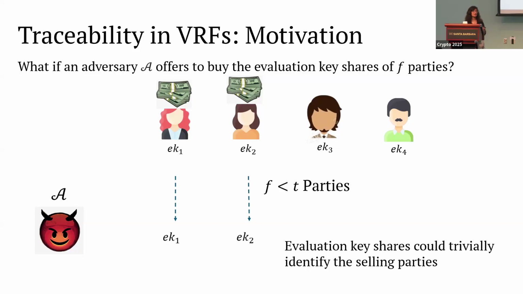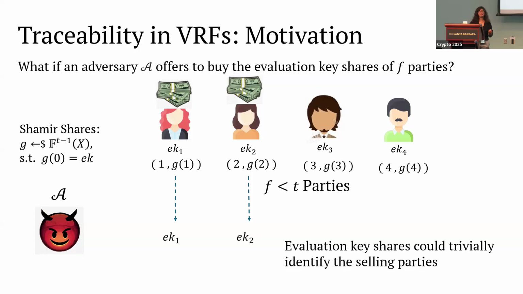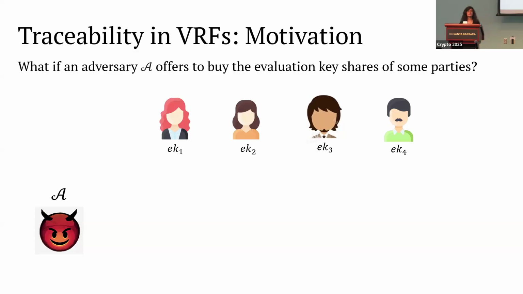But in this simple example, where I'm assuming that the parties just leak their shares as is, tracing can actually be trivial. So for that, let's take an example of Shamir secret sharing. Let's say we have a polynomial g of degree t minus 1, such that g of 0 is the evaluation key. Then we know that the evaluation key share of party 1 is the tuple 1 comma g of 1, and party 2 gets 2 comma g of 2, and so on. So this is just the usual Shamir. But now the problem with this modeling is if somebody tells me that I got the information 1 comma g of 1 from some party, then we already know that party 1 must have leaked the share.